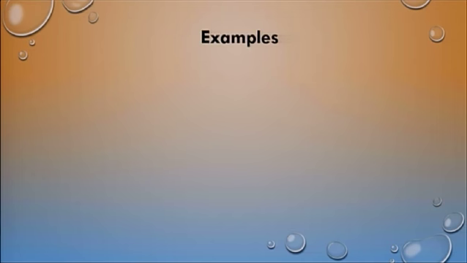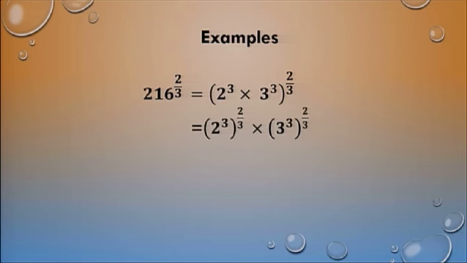Let's have a look at another example. 216 power 2/3. 216 is the same as 2 power 3 times 3 power 3. We have 2 power 3 power 2/3 times 3 power 3 power 2/3. The 3s will be cancelled through multiplication. We have 2 power 2 times 3 power 2. The answer, of course, is 4 times 9 equal to 36. Here you can see that we have evaluated 216 power 2/3 to obtain an answer of 36.